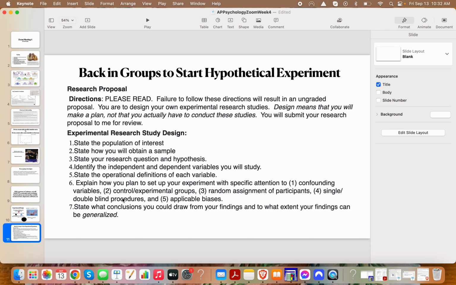This is your methods section. How are you going to set it up? How are you going to control for confounding variables? How are you doing your groups? How are you doing your assignment to the groups? Is it single blind, double blind? What applicable biases do you think exist, and how might you solve for those biases? And then state your conclusions you could draw. What do you hope to be found? Who do you hope your research generalizes back to? And if you're able to write this hypothetical experiment, I'll be able to see how well you understand experimental methods.